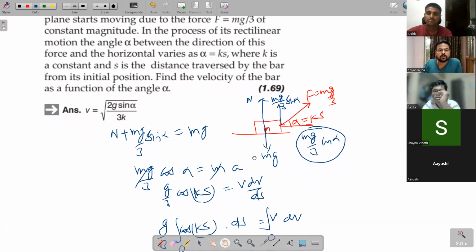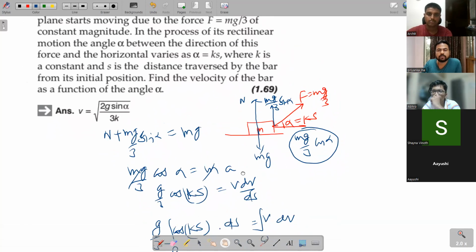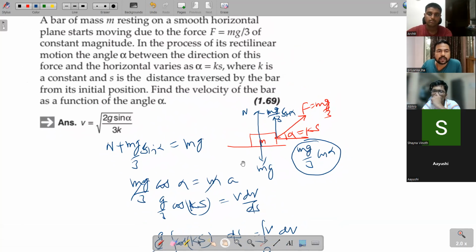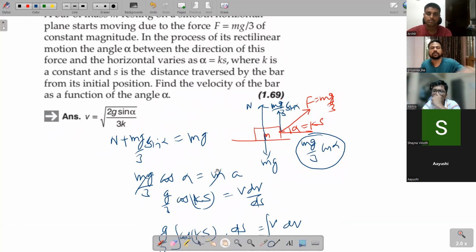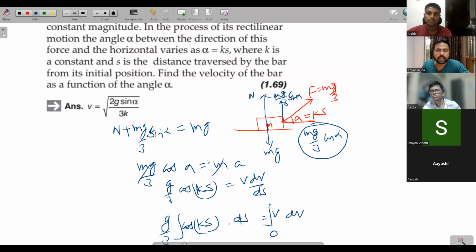बस डिस्टेंस के साथ साथ एंगल इंक्रीज हो रहा है, तो एक पॉइंट आएगा जहाँ पे नॉर्मल रिएक्शन 0 हो जाएगा ना. Again, we have to apply that same concept: at what point will it break the contact, right? The question does not say that, okay, one minute.